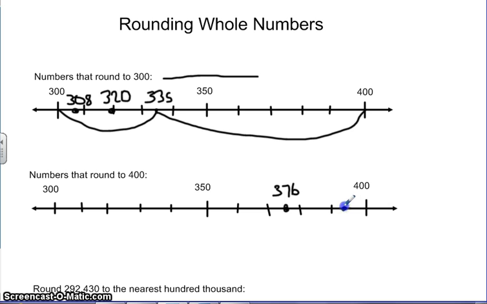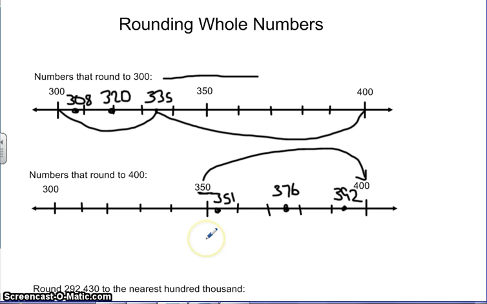We could also use this number right here and say 392. That's going to be really close to 400. I could say 351. It's almost in the middle, but it's still closer. 350 is exactly in the middle, so 351 is going to be a shorter jump to 400 than it would all the way down to 300. So 351 is still closer to 400. The only number that is ever confusing is numbers that are exactly in the middle, like 350. 350 will always round up.